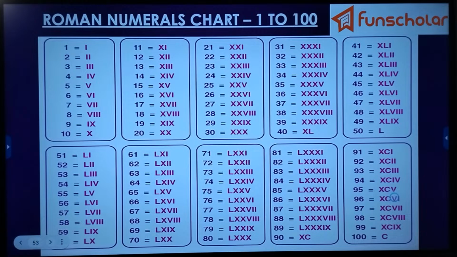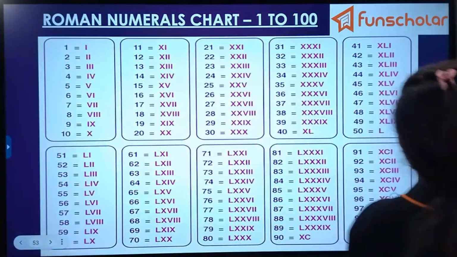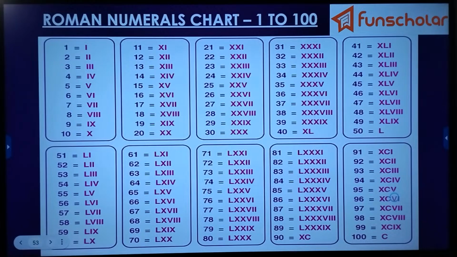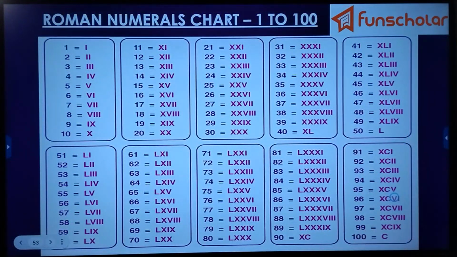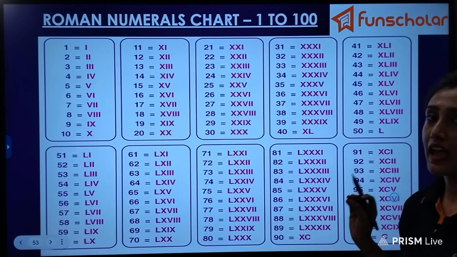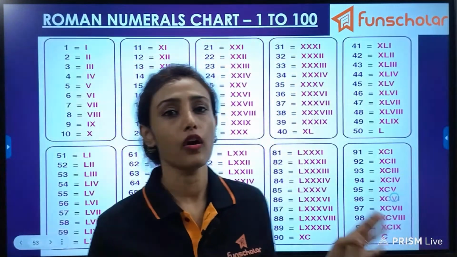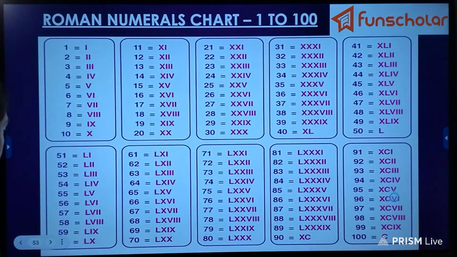Now just pause the video and take a screenshot of this slide. From 1 up to 100, the numbers are being given. I want all of you to try on your own. Then write it down in your copy and check from this chart whether it is correct or wrong. But I believe that you can do it on your own.